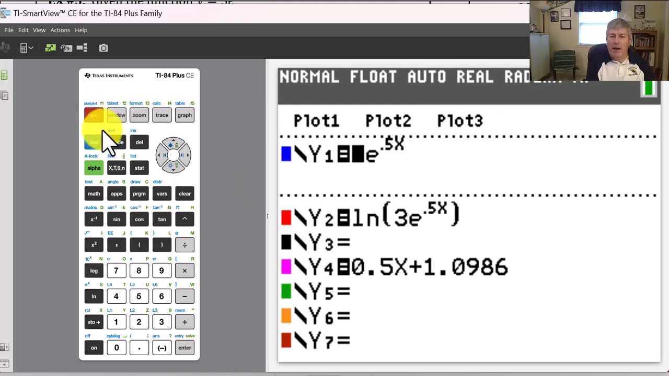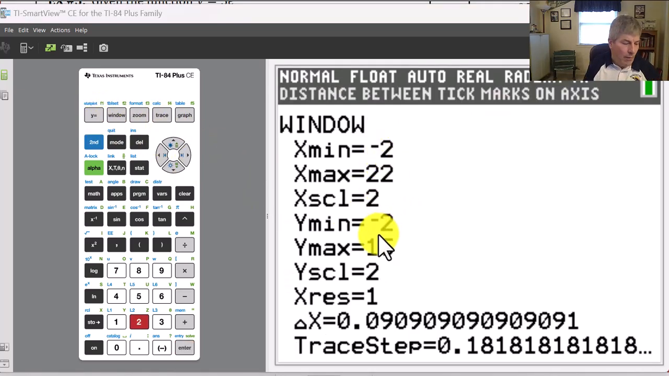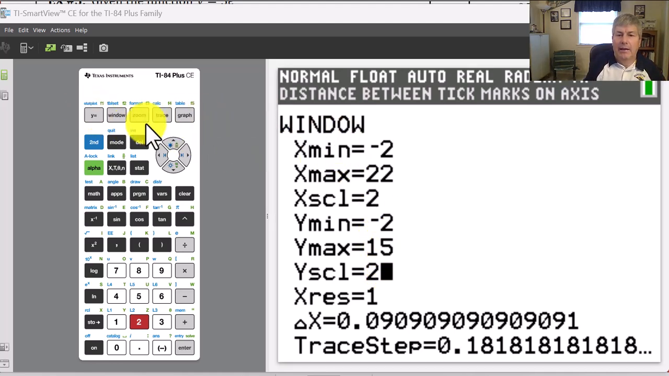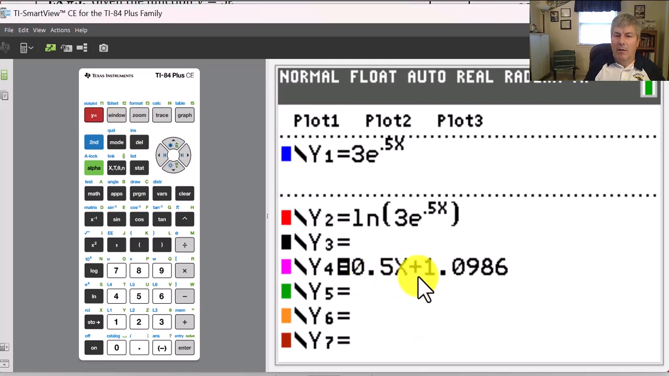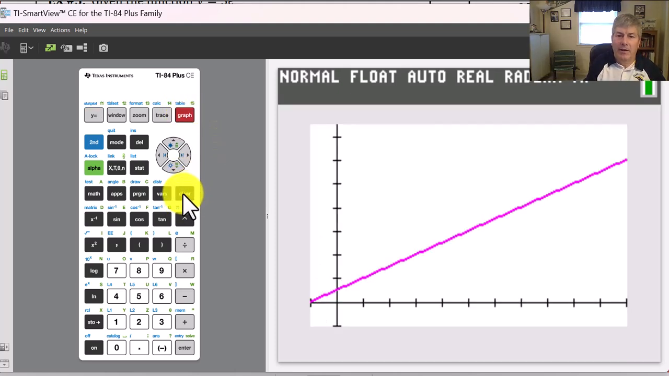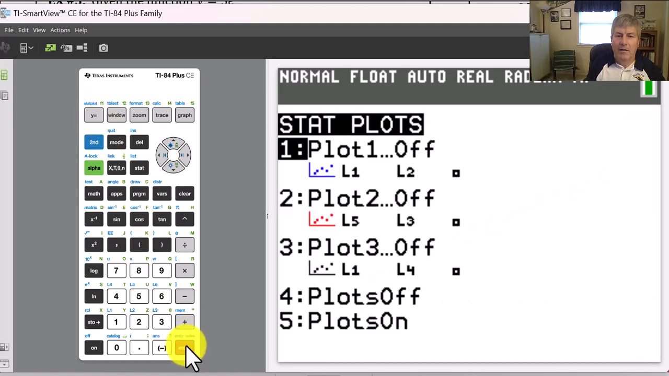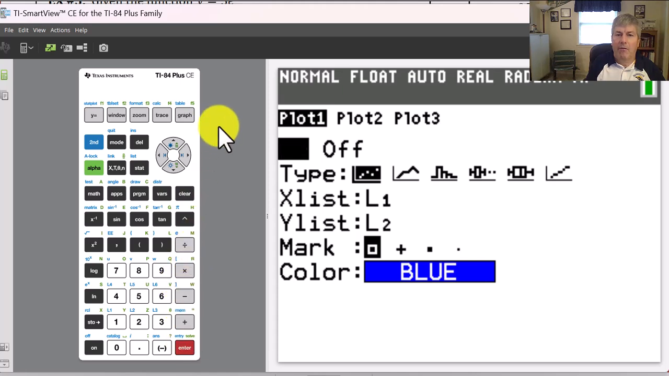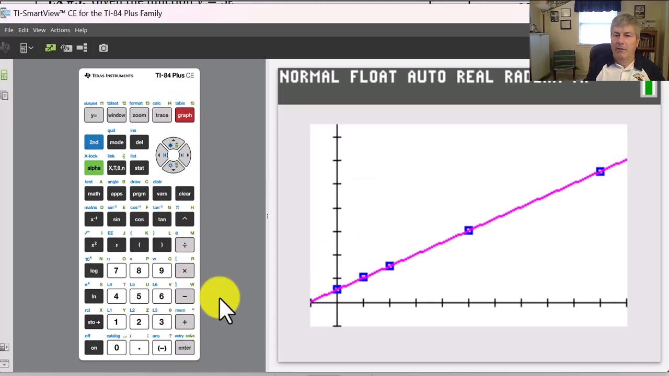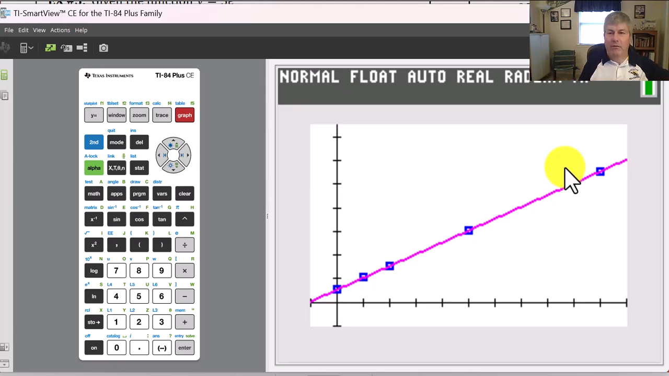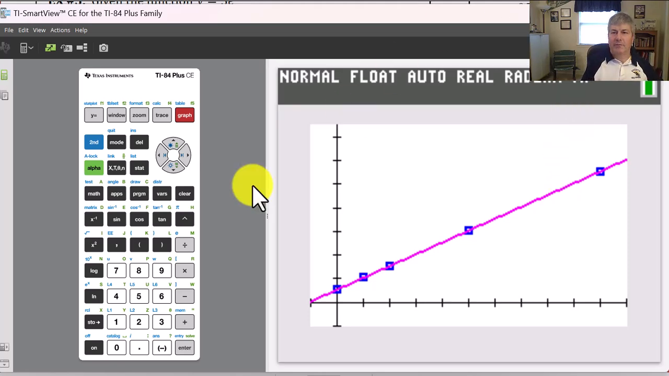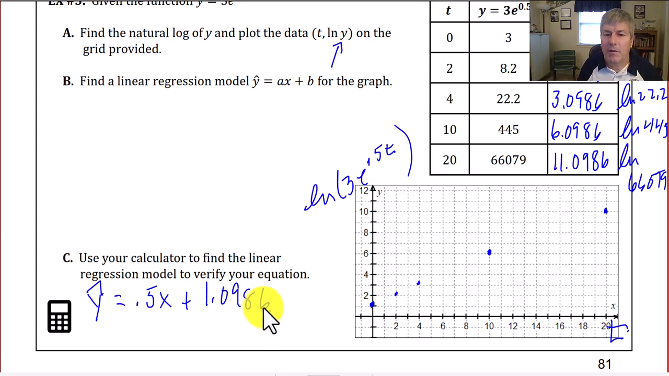Take a look at what we got here. I'll set my window based on my x's and my y's given in this problem. I'll graph the y4, and there we get a nice looking graph. I probably could put my points on there. We'll turn that plot one on, and look at that, a nice graph right through those particular points. And I'll copy down my regression model, and let's go on to the next page.